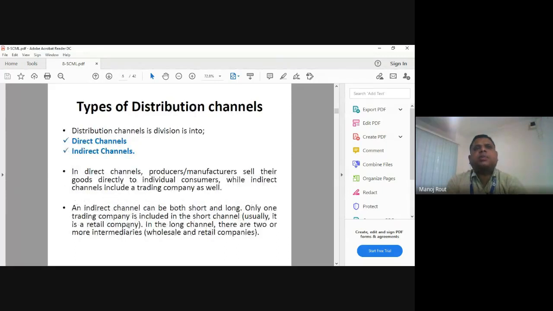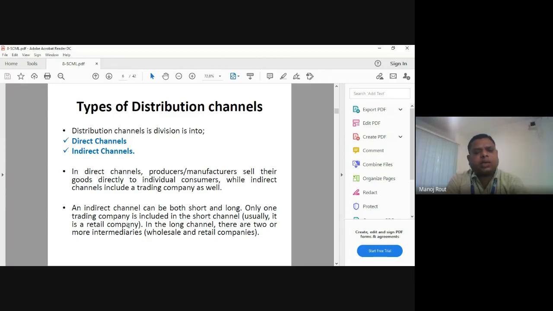The next one is types of distribution channel. As you know, this is already divided into two types, that is direct channel and indirect channel. If you go to the definition of direct channel, the producer or manufacturer sells their goods directly to individual consumers. For example, in the case of agri products, the farmer directly sells in the market. So this is known as the direct channel, or as you can say, the traditional channel.